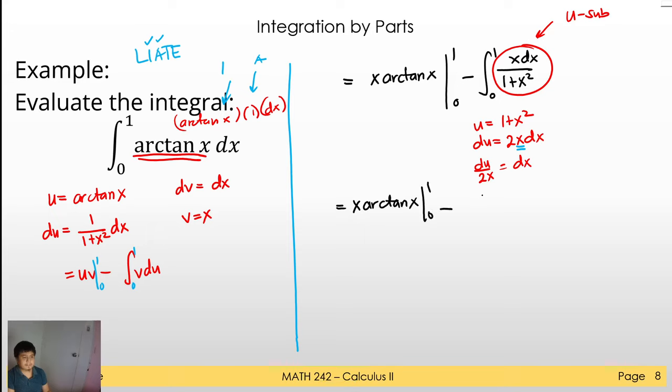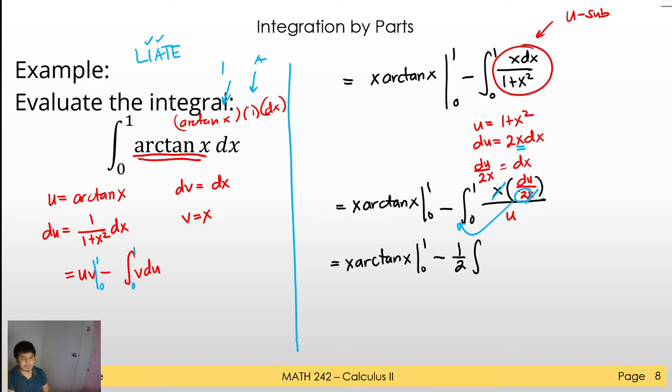So we have here the integral from 0 to 1 of x multiplied by du over 2x. And then the denominator will be just u. So we can cancel this x, we can factor out the 2 here. So minus 1 half the integral from 0 to 1 of du over u. So this is basically the integral of du over u, which is ln u, right? Evaluated from 0 to 1.